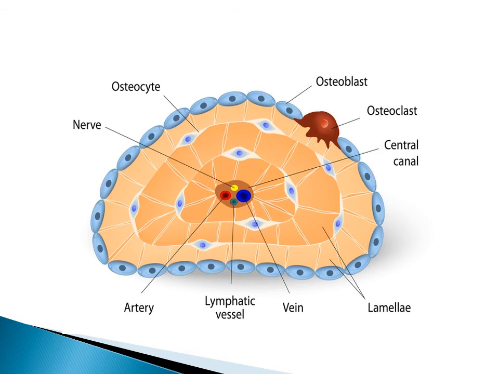This slide shows the osteocyte cells connected with the other osteocyte cells by canaliculi, osteoblast cells, which are responsible for bone formation, osteoclast, and the central canal, which contains the blood vessels supplying the bone, and lymphatic vessels and lamellae.